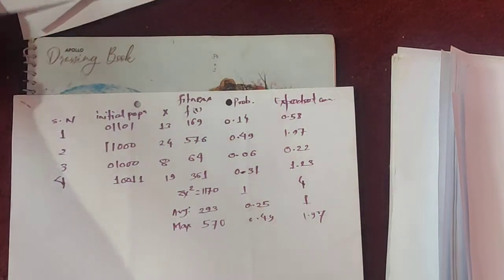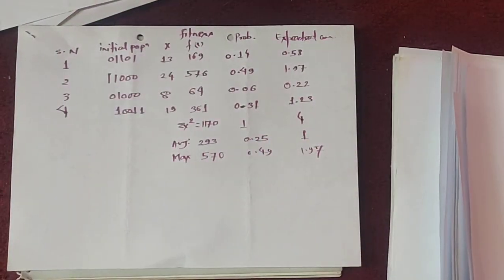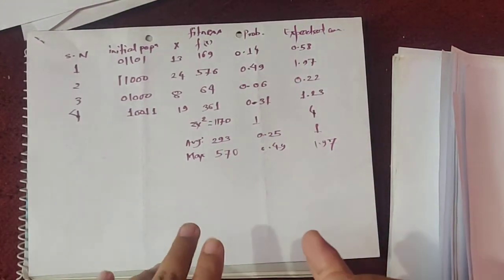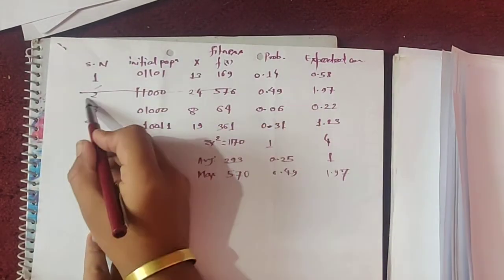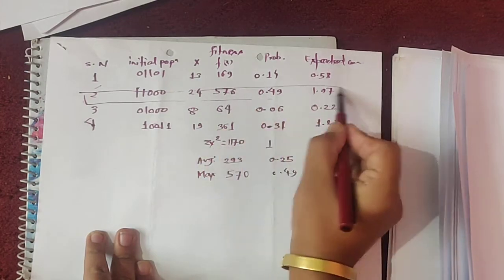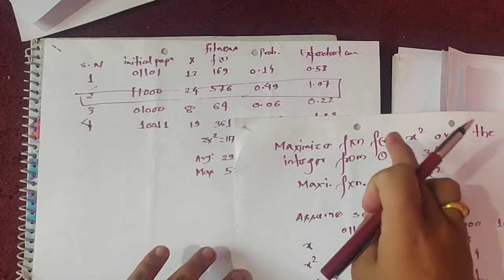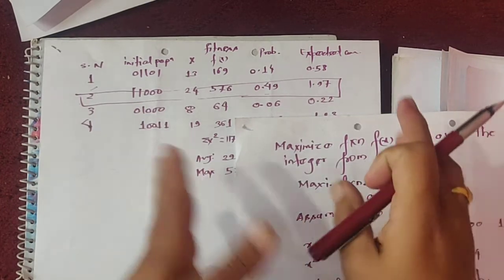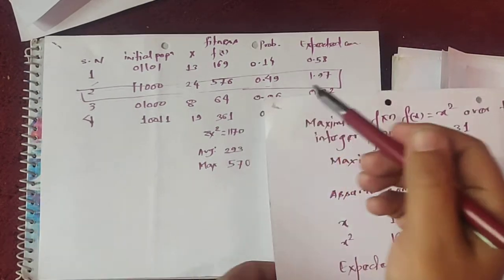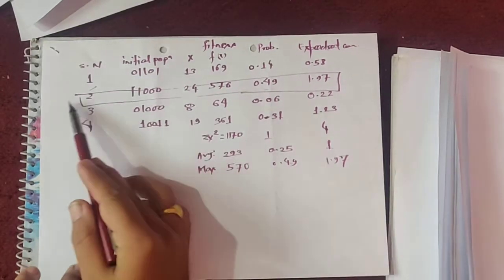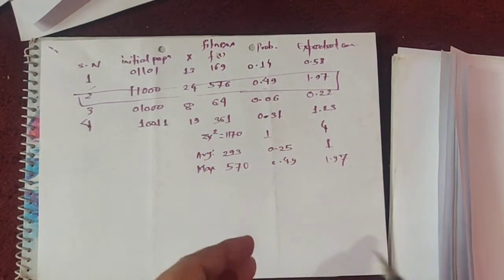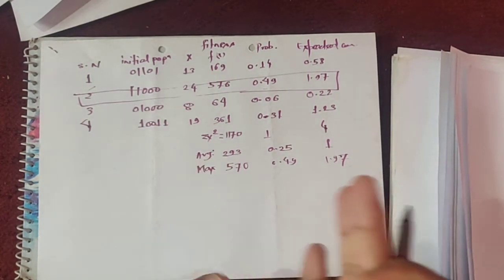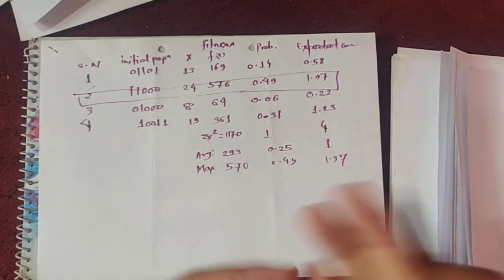This is the table which I have drawn. Now string 2 has the maximum value, as we have to find the x such that x squared is maximum. So the maximum value is given by the second line, that is 24. Now we produce a new gene or population.